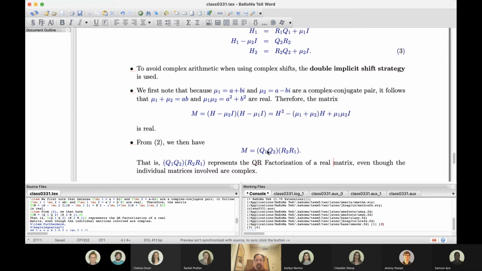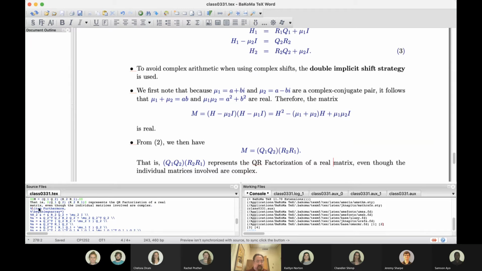Therefore, their product is orthogonal. R1 and R2 are upper triangular. Therefore, their product is upper triangular, so this is orthogonal and this is upper triangular. This is a QR factorization of a real matrix. Now, the QR factorization is unique. So it doesn't matter how we arrive at it. So what we could do is form M and then take the QR factorization, and then we wouldn't have Q1 and Q2 or R1 and R2 individually, but we would have their products.